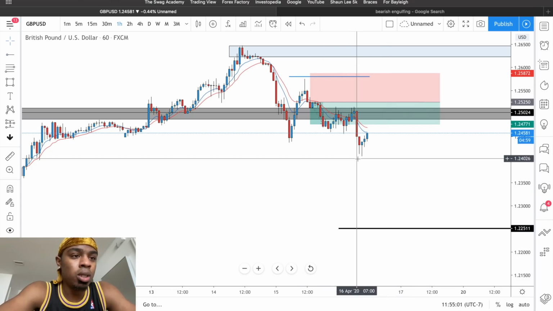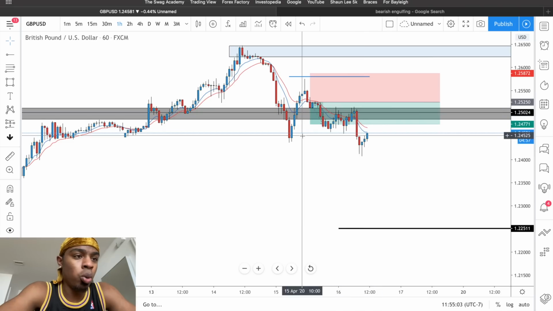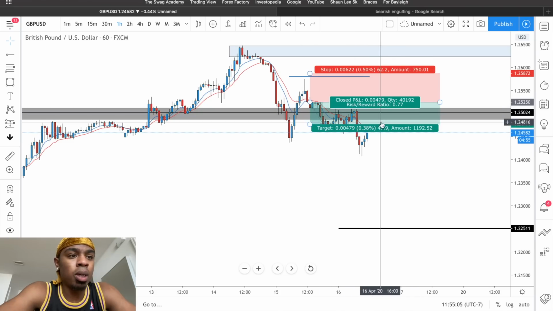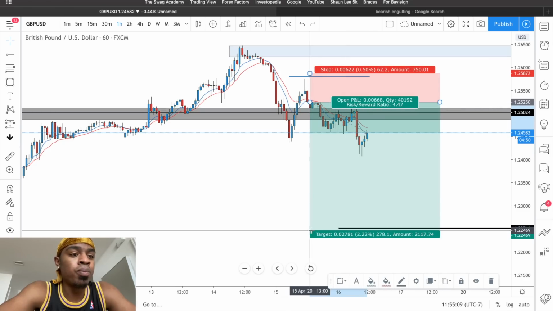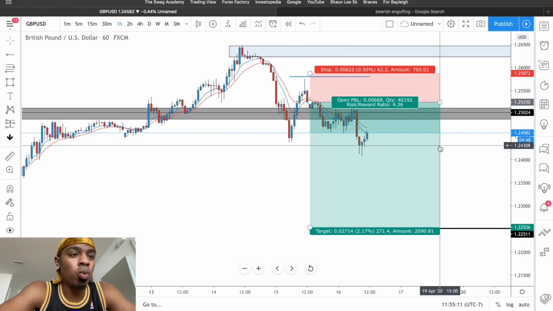So obviously lower high right here, lower low. Price should come up, make a lower high, make another lower low. If it doesn't make a lower low, then obviously this trade is done. But this is my level, 1 to 4 risk reward ratio.